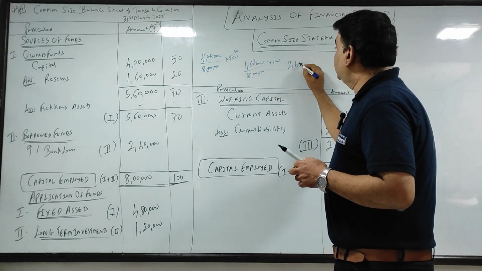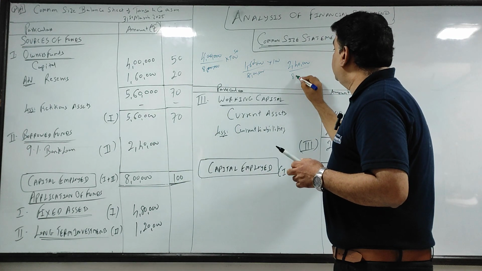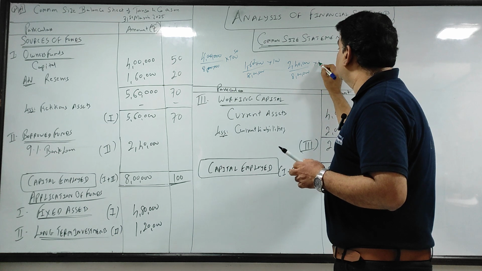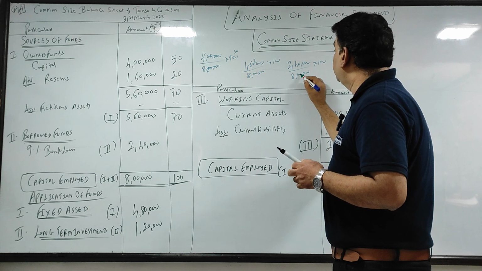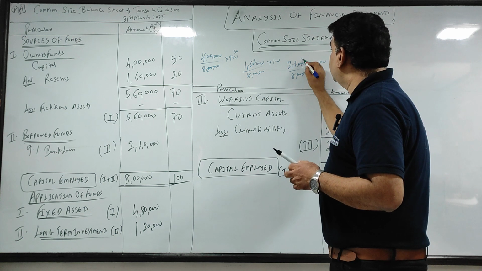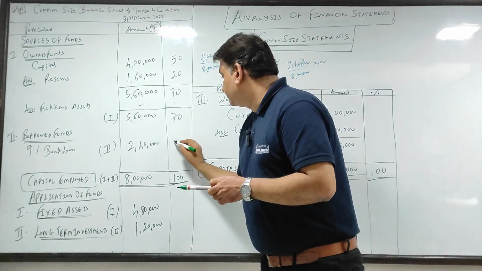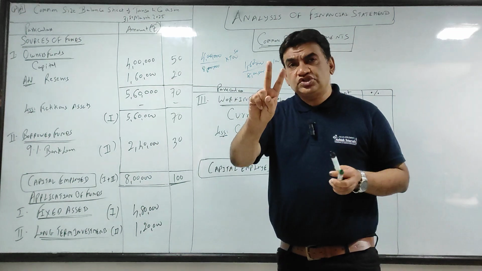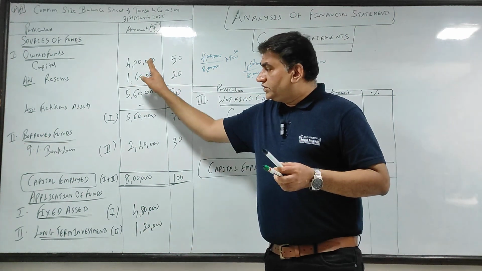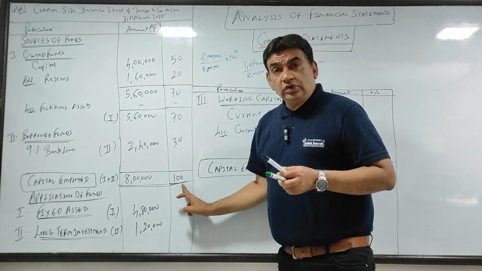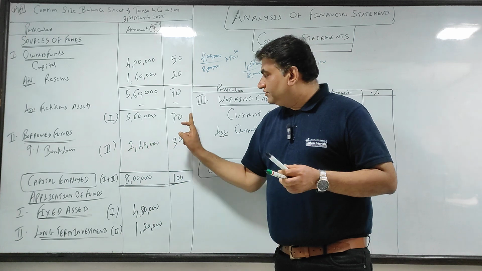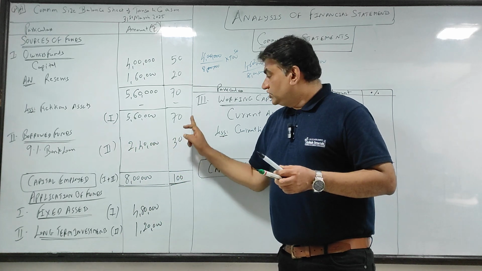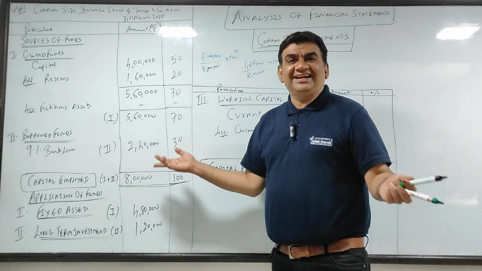240 divided by 8 lakhs into 100. 4 zeros, 4 zeros, 3 and this becomes 30. Now guys, check. Sources has 2 items, owners fund and borrowed funds. The total of both is 100. Now see the breakup. 70 and 30. So this plus this always has to be 100.